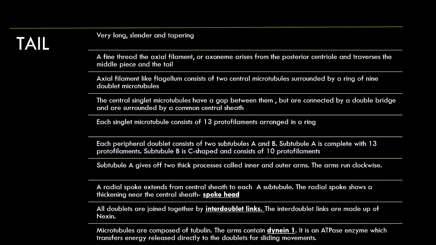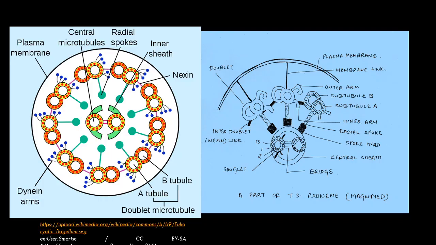Each singlet microtubule consists of 13 protofilaments arranged in a ring. The peripheral doublets consist of two subtubules A and B. Subtubule A is complete, having 13 protofilaments, while subtubule B is C-shaped and consists of 10 protofilaments. Going back to the diagram, here you can see this is having 13 protofilaments, this is having 13 protofilaments. The subtubule A is complete, but the subtubule B is C-shaped and has only 10 protofilaments.